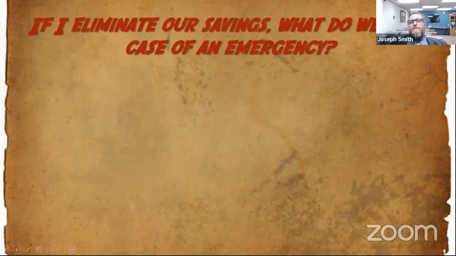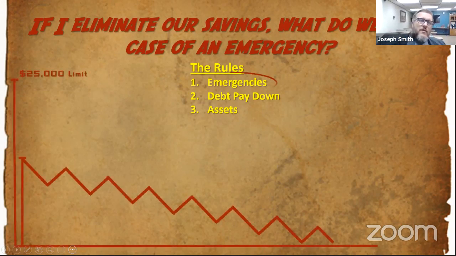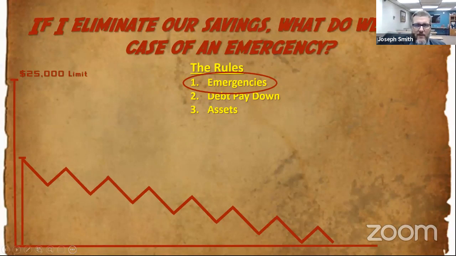So, I get this question a lot. They say, if I eliminate our savings, like I've been telling you to, what do we do in case of an emergency then? Excellent question. Remember the rules I told you? The rules of when you use your lines of credit are, number 1, for emergencies, number 2, for debt pay down, and then number 3, for assets. But what's number 1? It's for emergencies. Let's take a look at the emergencies.